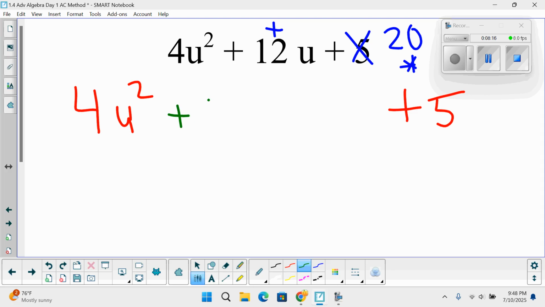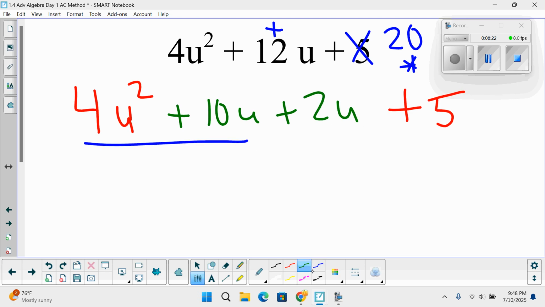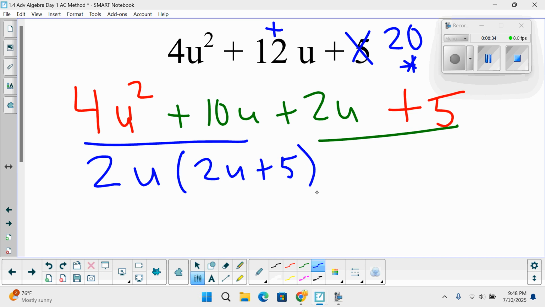Did you go with 10 and 2? So add those in there, creating my blue group and my green group. My blue group, I think a common monomial I should go with is 2u, leaving me with 2u plus 5. Oh, this is weird. My common monomial is going to be a 1 in order to leave me with 2u plus 5. That's the first time we saw that today, and that's definitely interesting.